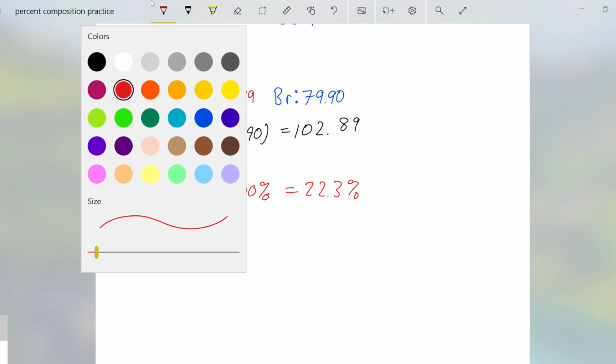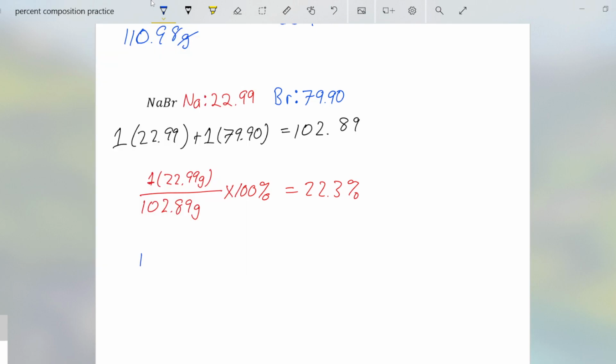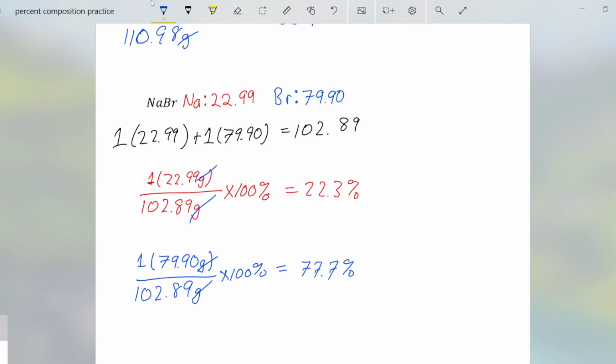Just to be thorough, let's go ahead and do bromine. There is 1 atom of bromine in the molecule, and that bromine has a mass of 79.90 grams. We divide that by the molar mass of the total molecule, 102.89 grams, and grams cancel, and we multiply by 100%. If I do that, I get 77.7%. And when we do percents, you only need to have 1 decimal place after your percent. You don't need 2 or more. Just do 1. That's enough, I think.